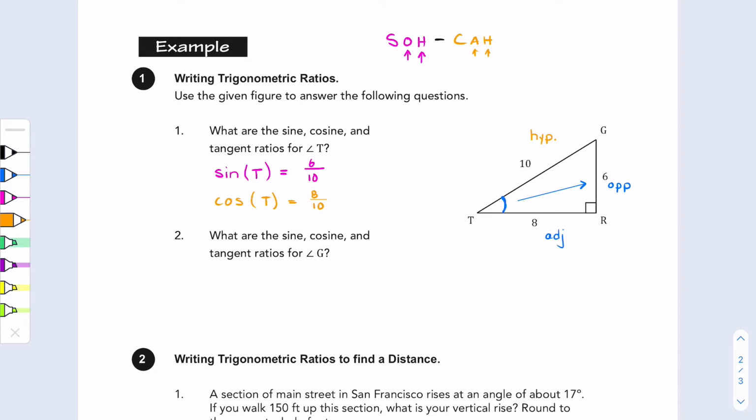And lastly, we have tangent. Tangent of angle T is equal to the opposite side over the adjacent side. The opposite side is 6, the adjacent side is 8. So this statement here is so important because it tells you what to do.